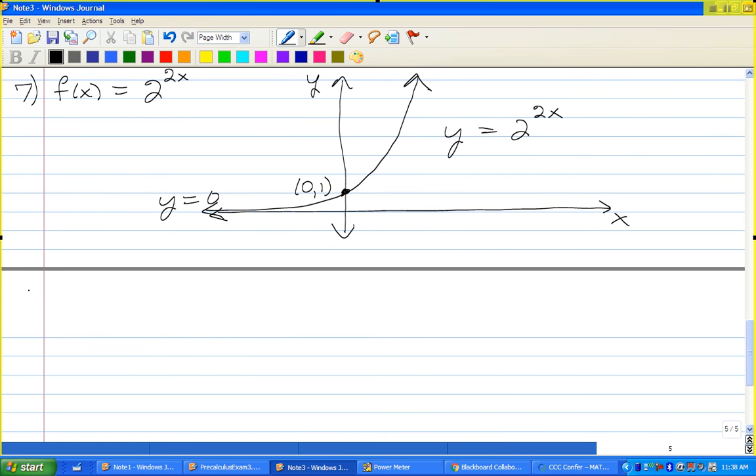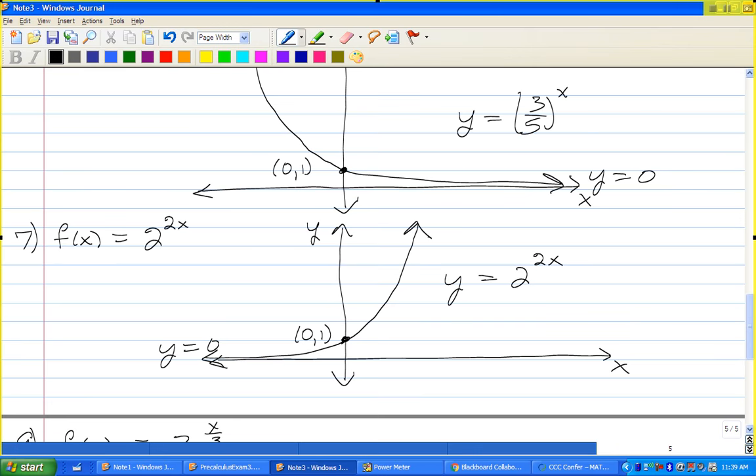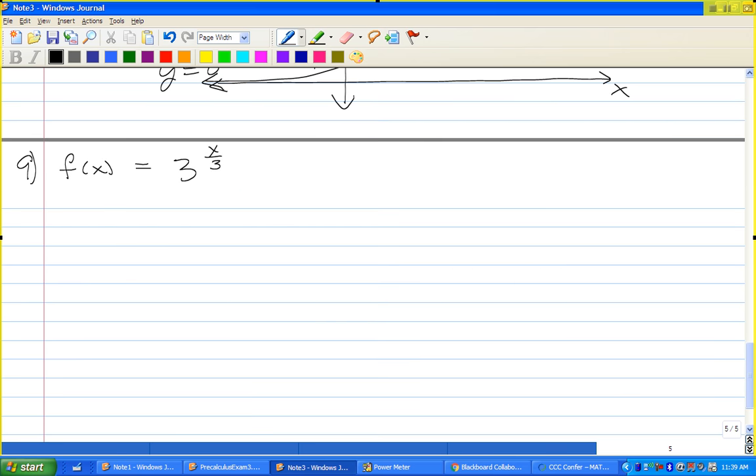Let's do problem number 9. f of x equals 3 to the x over 3. Another way of thinking of this, of course, is to look at the sketch of the graph y equaling 2 to the x, and then just compress it by a factor of 2. So it looks a little steeper. We can sketch a graph of this.